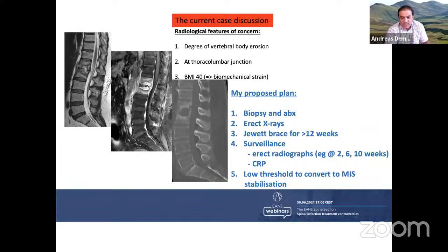The patient would come back if he goes outpatient or OPAT, or if he has a long line for outpatient intravenous dosage, or if he's still an inpatient. I would recommend serial erect radiographs, for example, at 2 weeks, at 6 weeks, and 10 weeks, and so on, while also surveying the CRP. And if there's any sign of failure, then I would intervene with a low threshold to an MIS, posterior-only stabilization, but long.